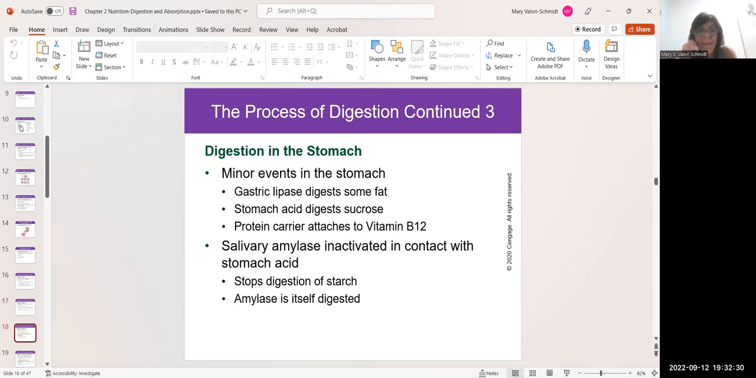So we talked about lipase. Stomach acid helps digest sucrose. And sucrose, what do you think that is? What kind of substance? What does it sound like? Sugar, right? Yeah, sugar.